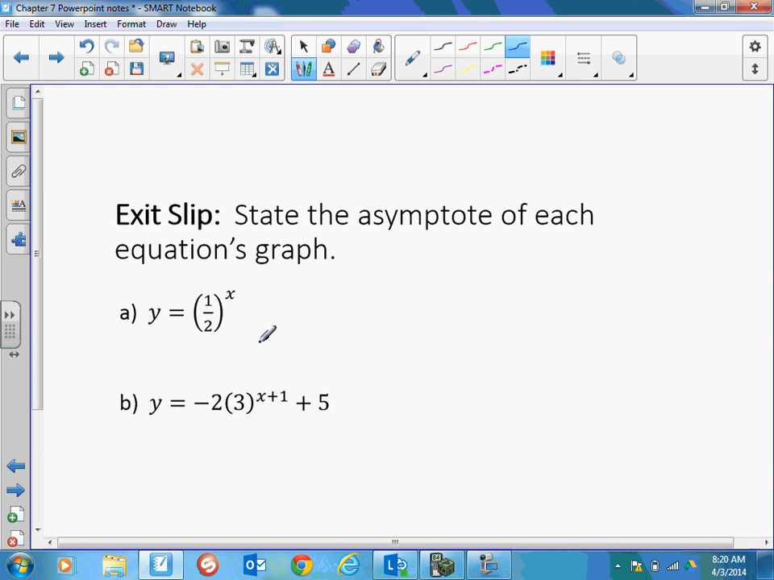So you should be able to do these pretty easily just by looking at the equation and telling what the asymptote is. Okay, so put those notes away and be ready to go for Friday. And that is it.